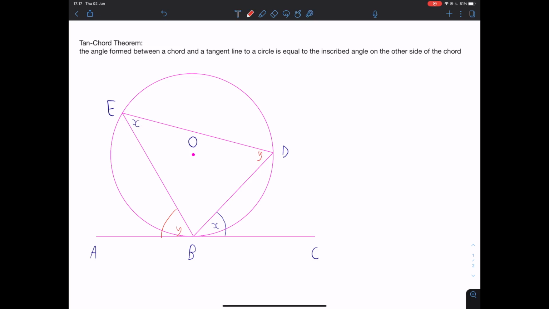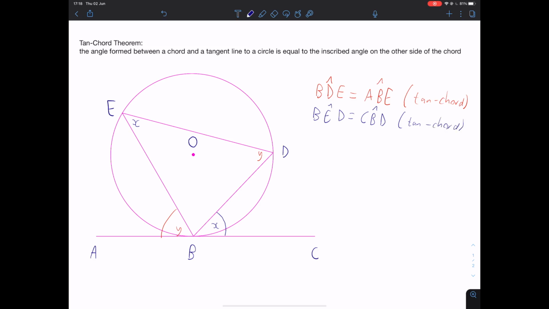The way in which one would structure these conclusions would be: BDE is equal to ABE due to the Tan-Chord theorem, which you can just put Tan-Chord in brackets. We can also state that BED is equal to CBD due to the same reason, Tan-Chord theorem.